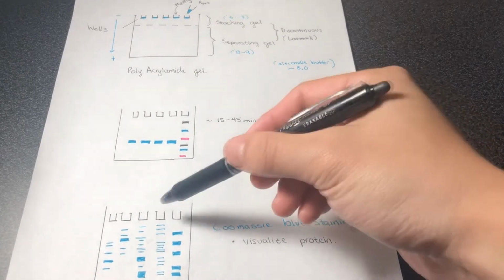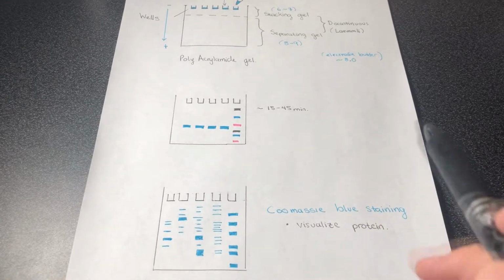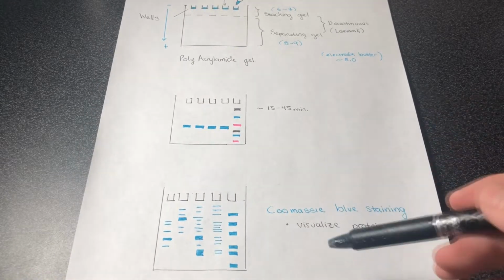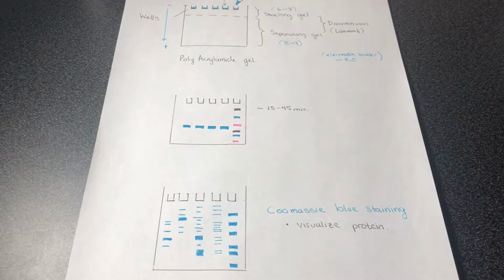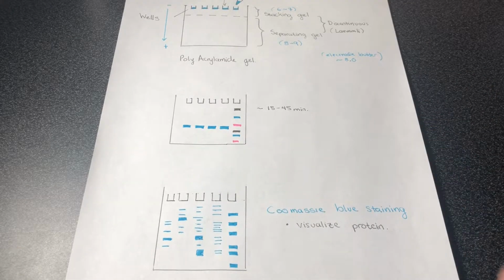What you would do is stain it with something called the blue staining. And this allows you to visualize the protein. So you're going to see this new stuff and everything turns blue. As you know, there are different colors here. That's because you stain it blue. And now you can see the actual protein.